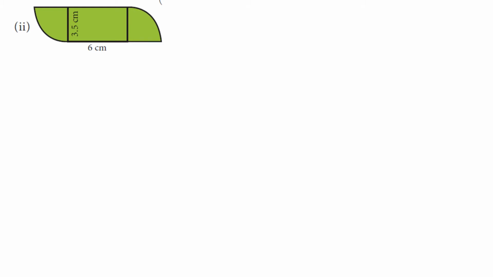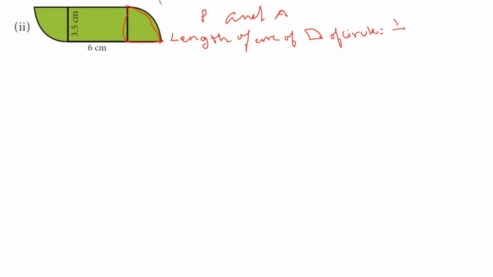Next, second sum. Here also find the perimeter and area. First the perimeter. Here a quadrant of a circle is given. So we have to find out the length of the arc of the quadrant of the circle. Quadrant means 1 by 4 into 2 pi r.